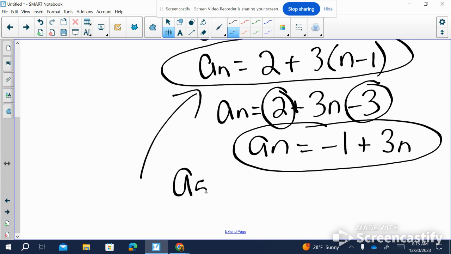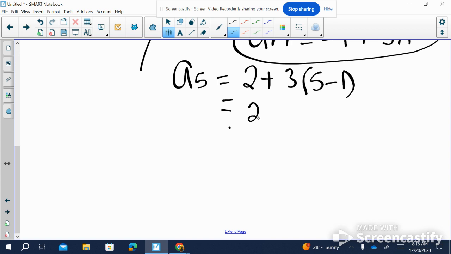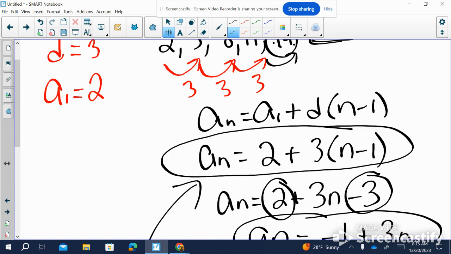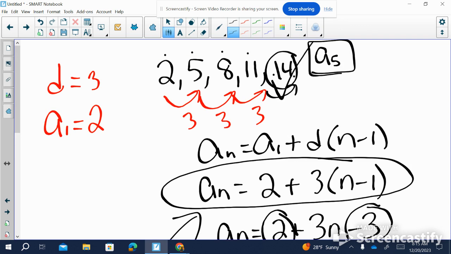So I'm looking for the fifth term. I'm going to plug in a 5. That's equal to 2 plus 3 times 5 minus 1. Well, that's equal to 2 plus 3 times 4, because 5 minus 1 is 4, which equals 2 plus 12, which equals 14. So as you can see, the fifth term is in fact 14. But I can use it to find any.